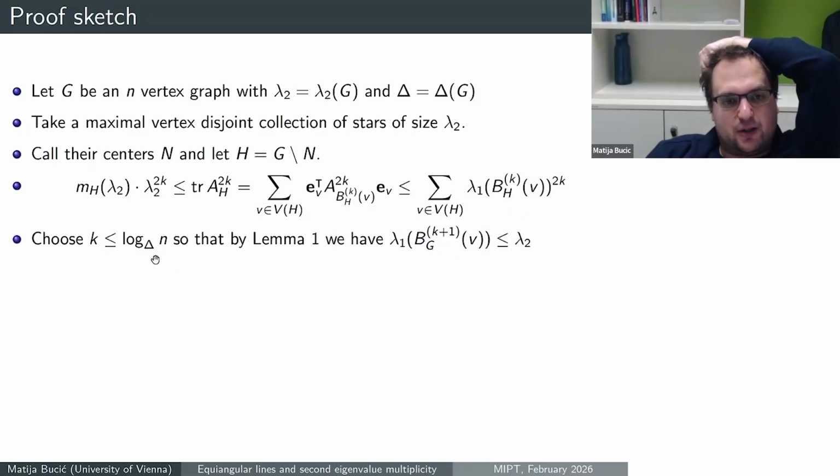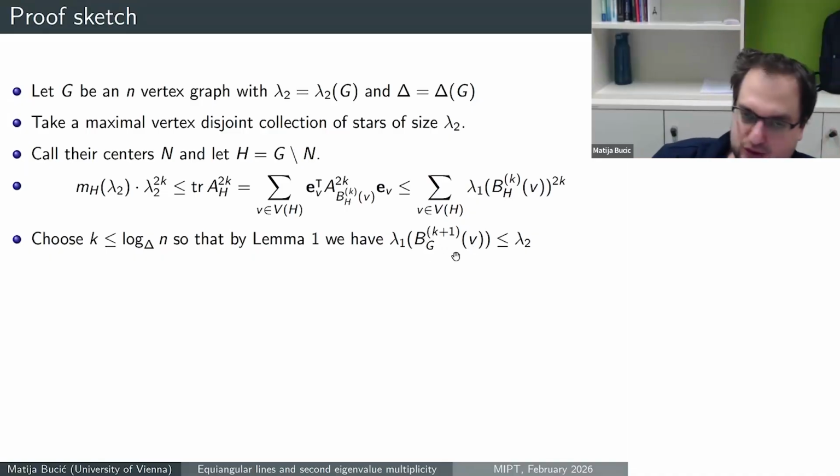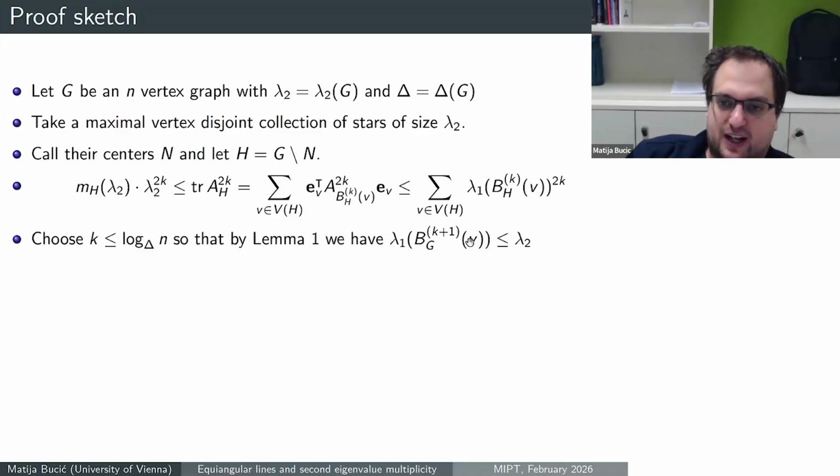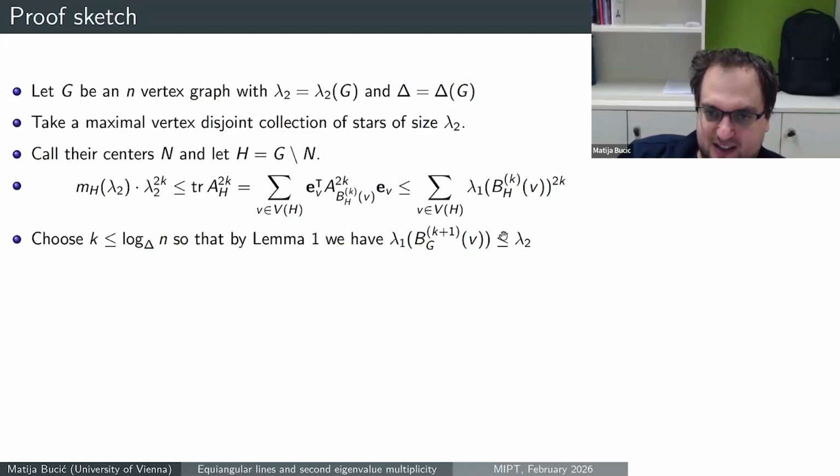So again, I can do this because delta is the max degree in G. So this ball will have size at most delta to the k plus 1. So if I pick k to be at most, I should have a 1/2 here in front of log delta n, then this ball will have size at most root n. So lemma 1 will tell you that if this upper bound of lambda 2 here is not true, then you just trivially get a root n bound, which is way better than anything we're aiming for.